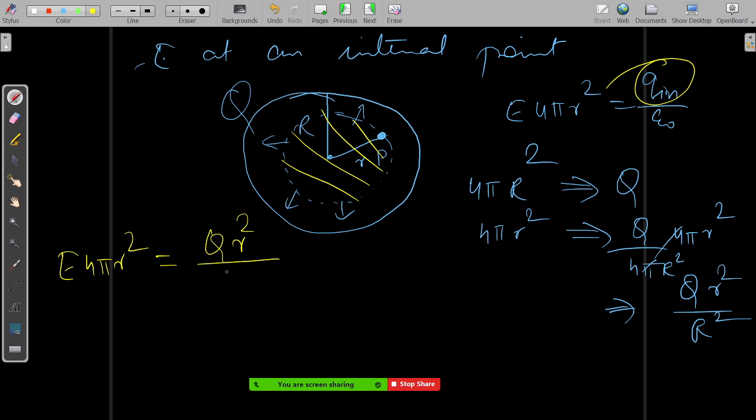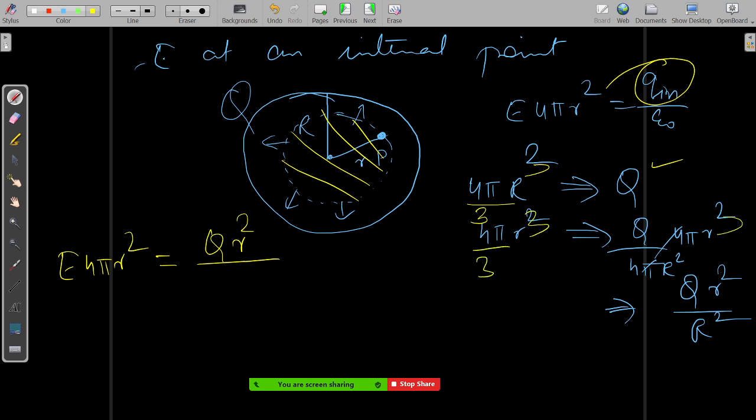No, sorry, it's not like area. This Q has been distributed throughout the volume of the sphere, right? We are trying to take flux through an area, but the Q has been distributed throughout the sphere, not only on the surface. So we have to take it in volume. For 4 by 3 pi capital R cube volume, it is Q. So this 4 by 3 pi small r cube will be this.